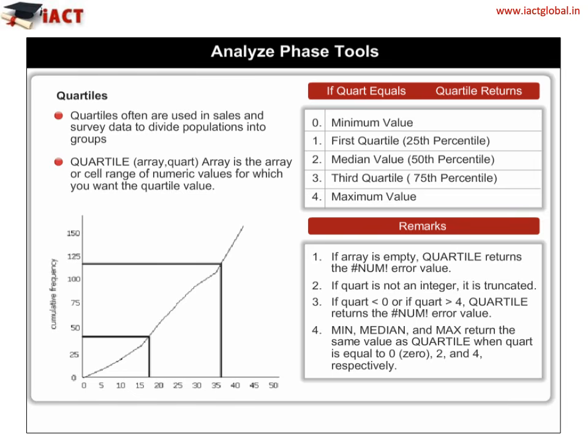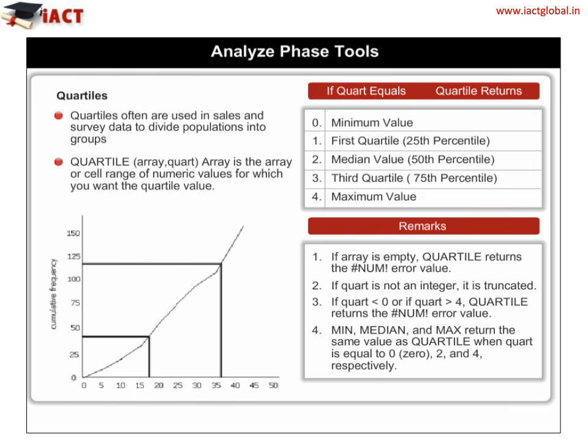If quart equals 0, quartile returns the minimum value of the array. If quart equals 1, quartile returns the first quartile or 25th percentile value in the array. If quart equals 2, quartile returns the median value or 50th percentile in the array.